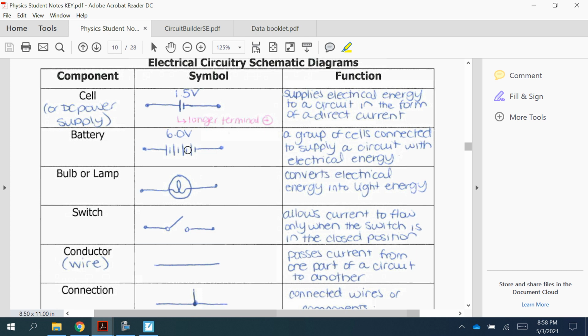So the next schematic symbol that we'll have is a bulb or a lamp. Usually when you're hooking up a circuit, you want a way to determine that electricity is flowing through the circuit. So you might hook up a lamp, and then when it lights up, you know that you have current running through the circuit. I don't know how to describe what that is, but it's a circle, and apparently that looks like a light bulb in the center. So it converts electrical energy into light energy.